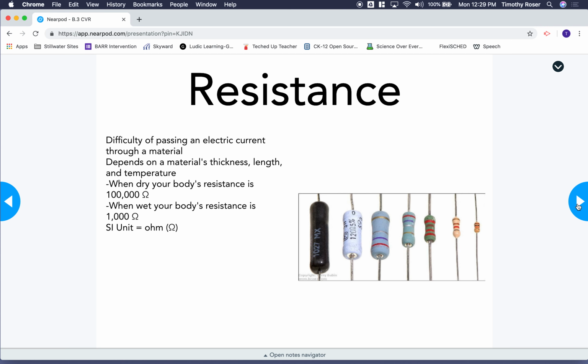The metric unit that we use to measure resistance is called an ohm, and it's represented by the Greek letter omega.